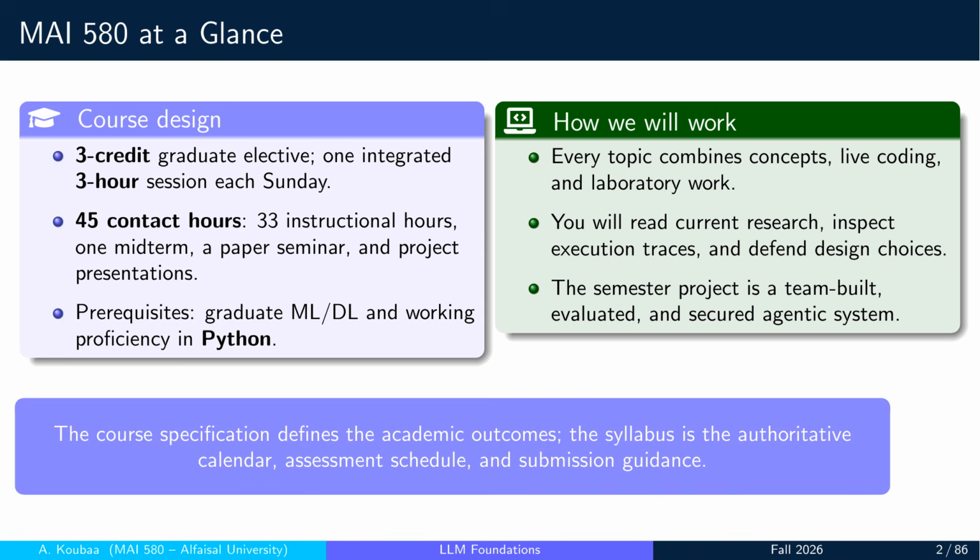The why is important here. A convincing demonstration is not enough for an agent system. You must be able to explain its evidence, its cost, its failure modes, and its safeguards. And the who is you, as an engineer and as an evaluator, not as a user of an API.